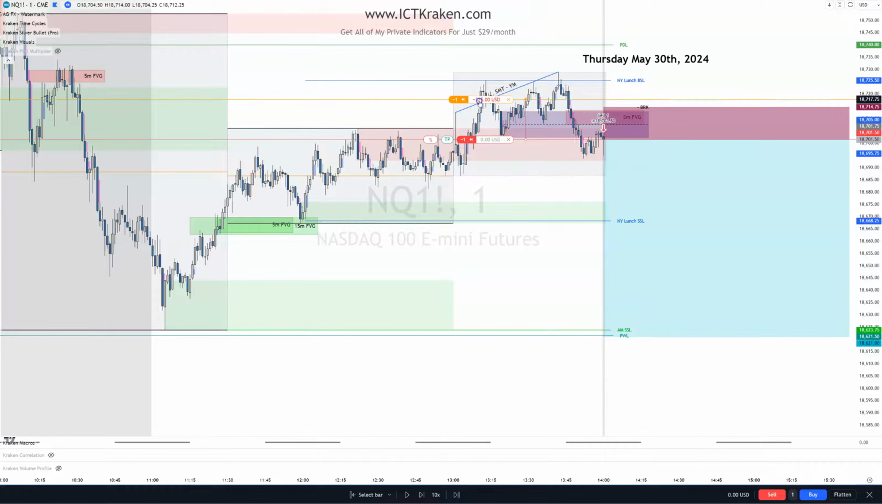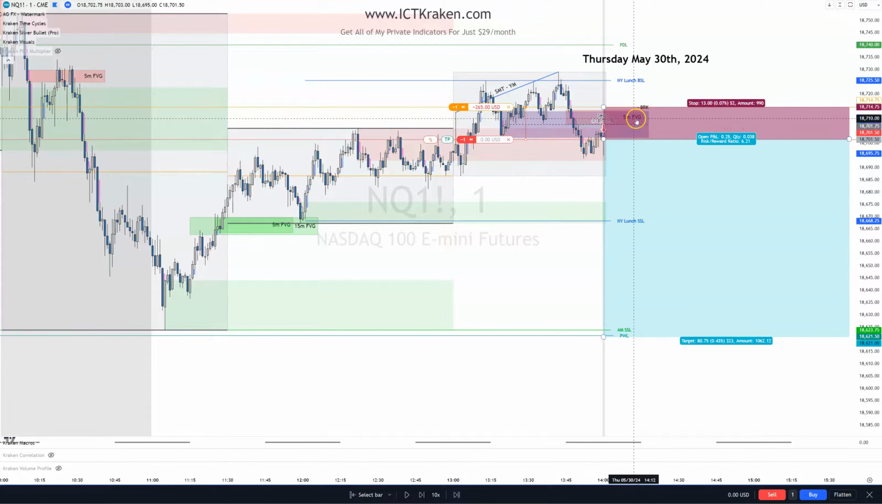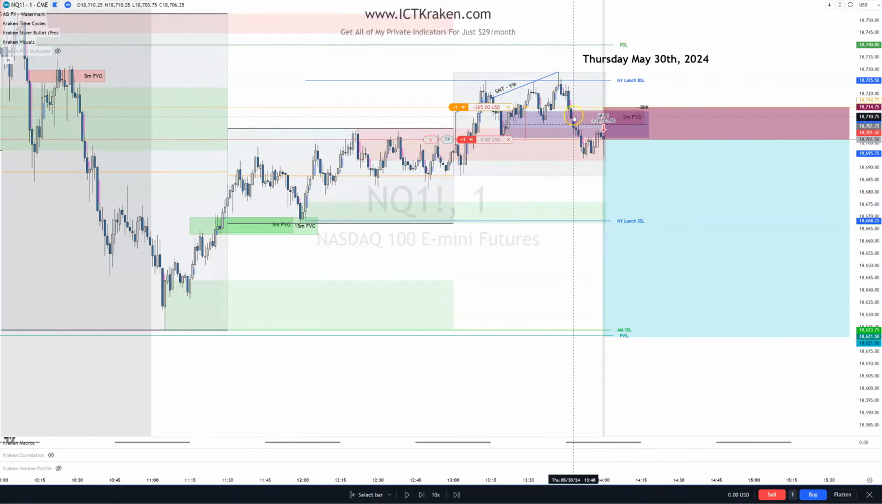13. Don't need that much. Let's go right above the breaker. Why? Well, because you have a 5-minute fair value gap right here holding it too with a breaker. And you got all these little itty bitty fair value gaps right here that are on the 1 minute. So I've got several PD arrays in the area. So if it goes up higher, I'm not going to give it more than 13 points.